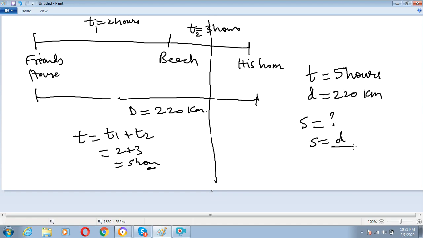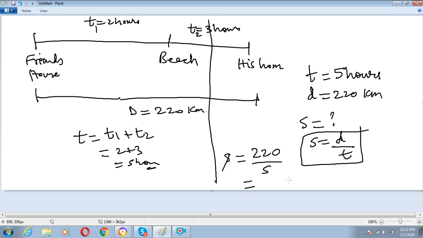The speed is equal to distance upon time. Always remember, distance will always come in the numerator while we are finding time or speed. If you're finding distance, the formula is distance equals speed into time. If you're finding speed, distance upon time. If you're finding time, distance upon speed. So simple. 220 upon 5. So 5 4s are 20, 44 kilometers per hour. Find the speed for the distance from the beach to his home.